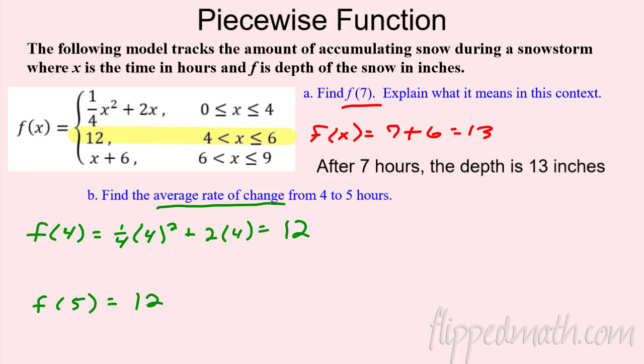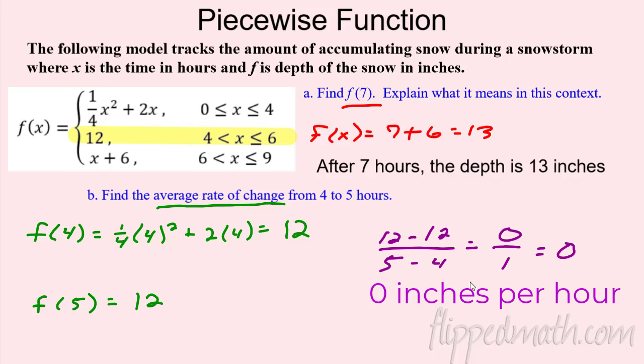Oh, check it out. So what's going to happen here? What's the average rate of change from 4 to 5? Well, let's write it out so we can see it. If 5 makes 12, 4 makes 12. So what's going to happen? There is no rate of change. At this moment of time, there's actually no rate of change going on here. So we are getting no snow on average from 4 to 5 hours right there.